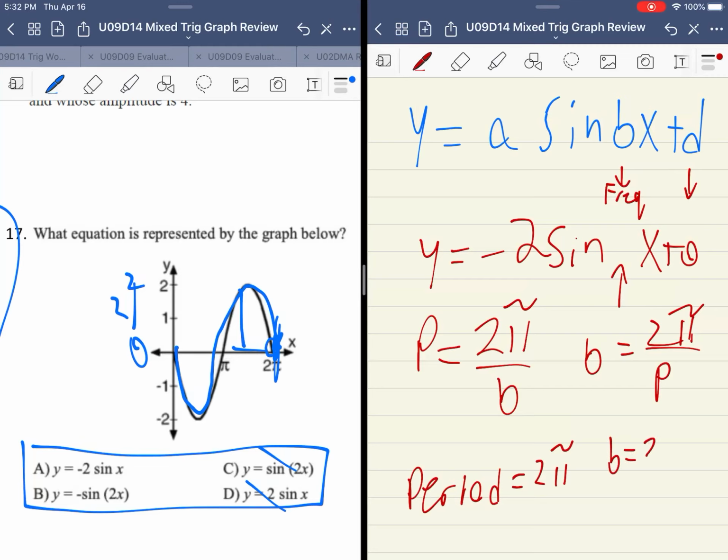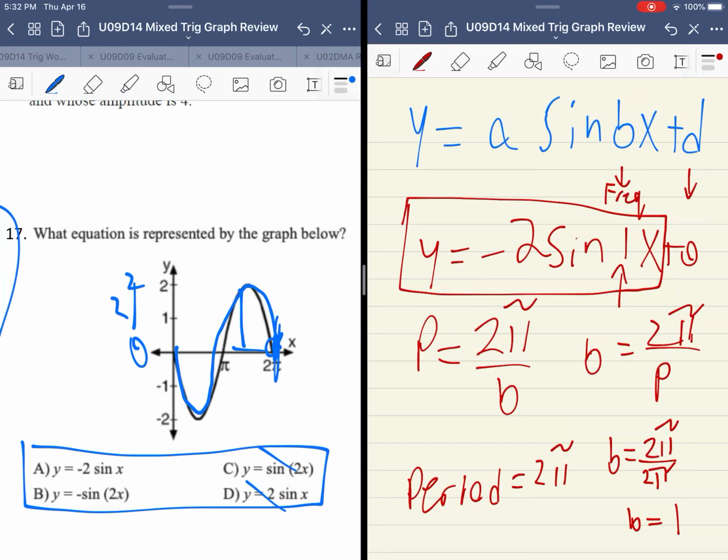The frequency is going to be equal to 2 pi divided by 2 pi. So the frequency is equal to 1. So this equation is y is equal to negative 2 sine of x.